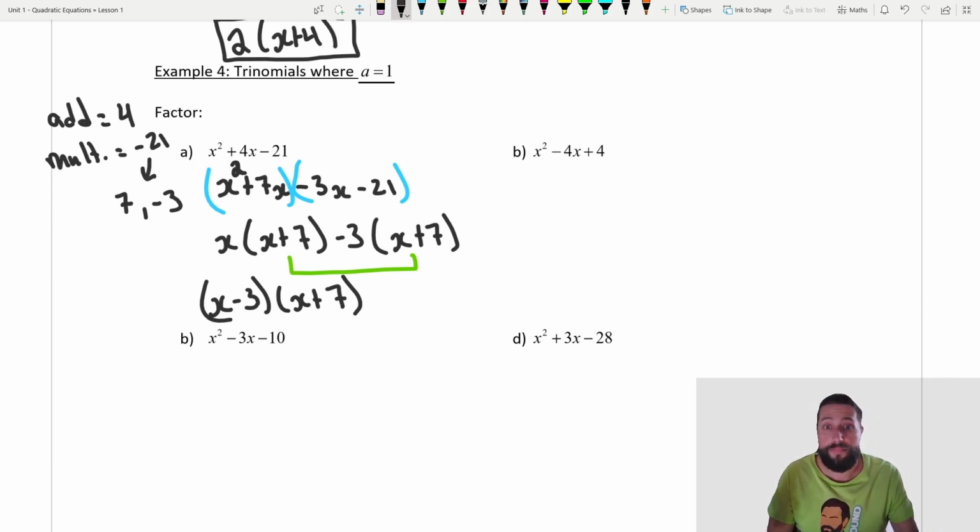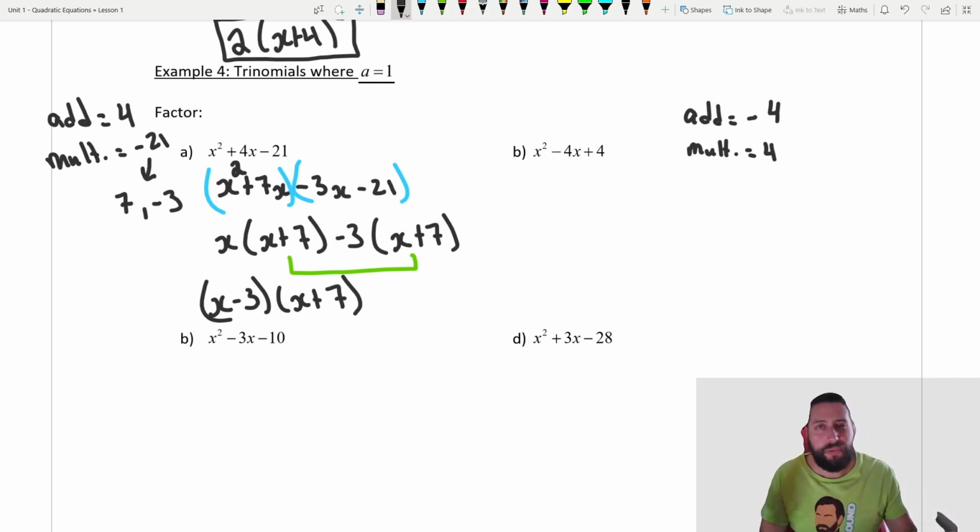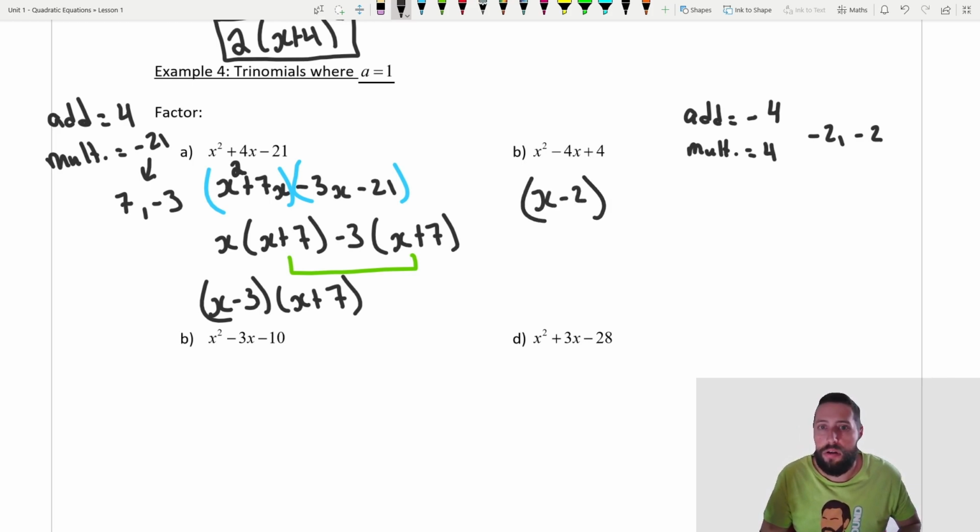B, x squared minus 4x plus 4. Again, you want to add to give you negative 4, but multiply to give you positive 4. What are the factors of 4 that multiply to give you positive 4, but add to give you negative 4? It's going to be negative 2. Both terms will be negative 2, so it's negative 2 and negative 2. Because it's a trinomial where a is equal to 1, you can rewrite this entire trinomial as x minus 2, x minus 2, and you're done.